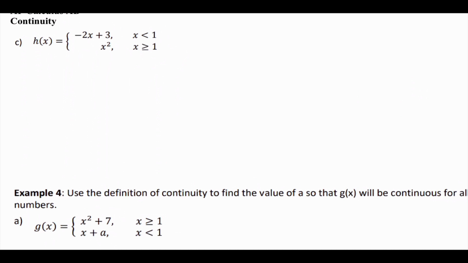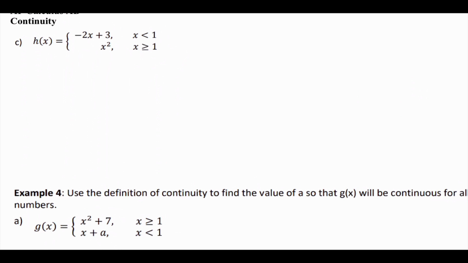I don't want to have to check from negative infinity to positive infinity. Let's zero in. Which value or values might I have an issue with continuity? Positive 1, definitely. Why 1? Because that's where they switch. Before 1, it's linear, a straight line. After 1, it's a parabola. Straight lines don't have any issues with continuity; they just go on forever. Same thing with parabolas. So the only place I have to check is at 1.